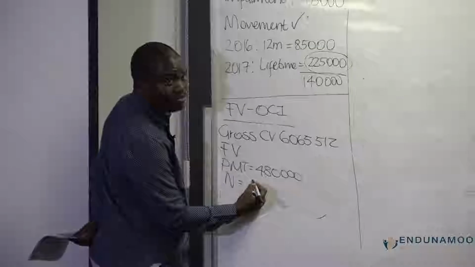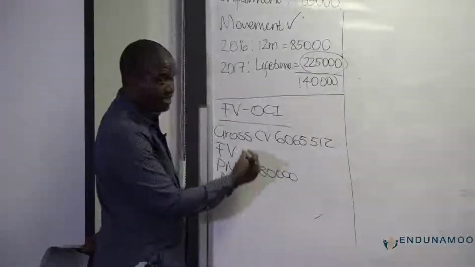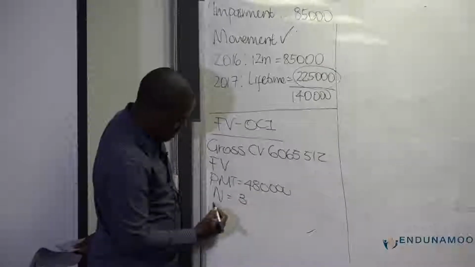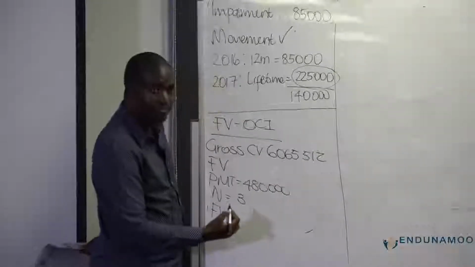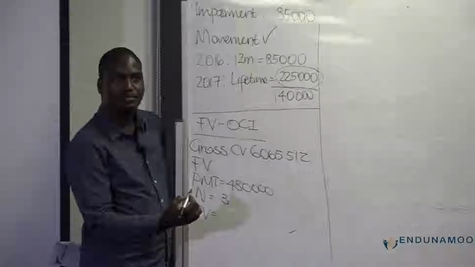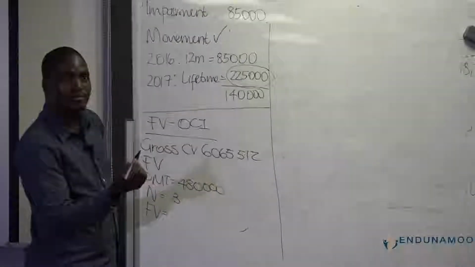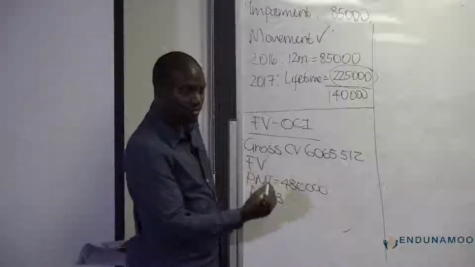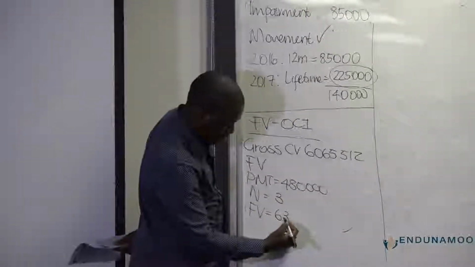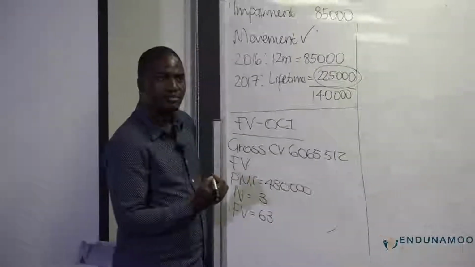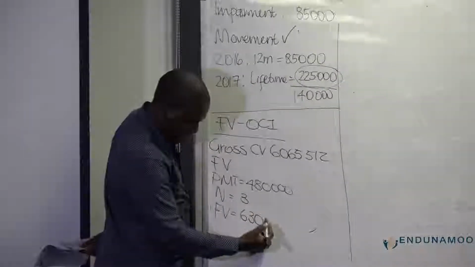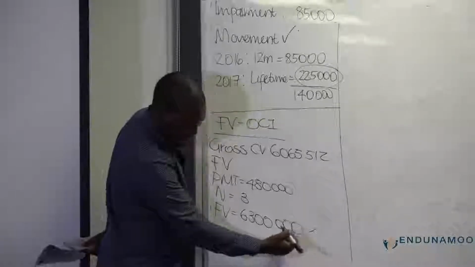What is N? No, we're sitting at the end now. So it's only 3, right? Is there any future value? Of how much? Future value? Yes, guys. Amortization table.